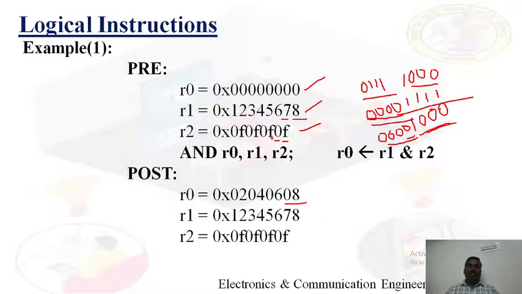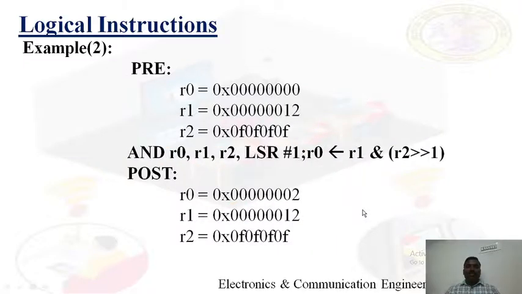Similarly, if F is ANDed with this 6, you will get 6 only. Then 5 ANDed with 0, you will get 0. Similarly for the other digits. So this is the result of this AND operation. Note that there is no change made to R1 and R2, and also the flag register, because we have not appended the S suffix here. This instruction is always executed because we have not appended any condition suffix like equal, not equal, higher, less, minus, plus, and so on.